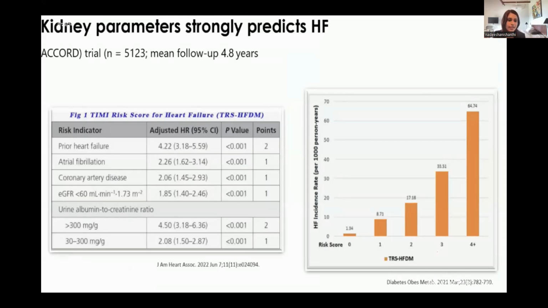So what are the kidney parameters that strongly predict heart failure? If the patient has atrial fibrillation, prior heart failure, prior coronary artery disease, a lower eGFR, or a higher UACR, they are strongly predicted to be more vulnerable to heart failure. That's why I mentioned earlier: when the patient's eGFR is lower, or UACR is higher, or the patient had an episode of atrial fibrillation, or a history of ischemic heart disease or coronary artery disease, then they are at higher risk for chronic heart failure.